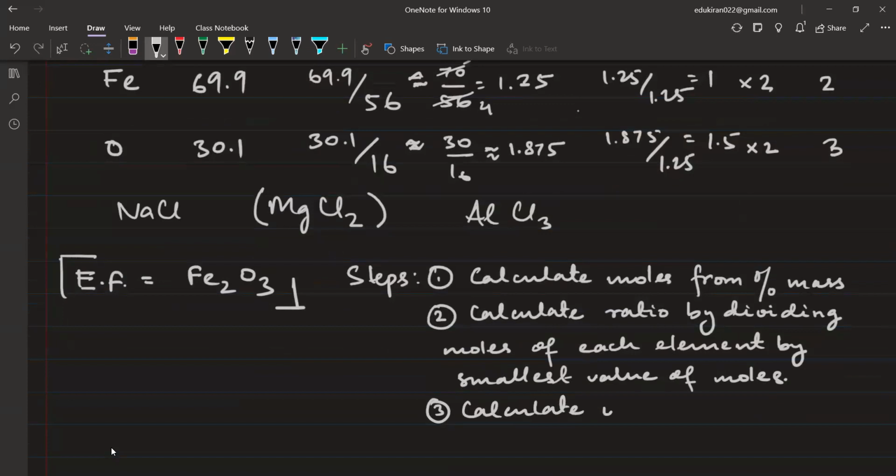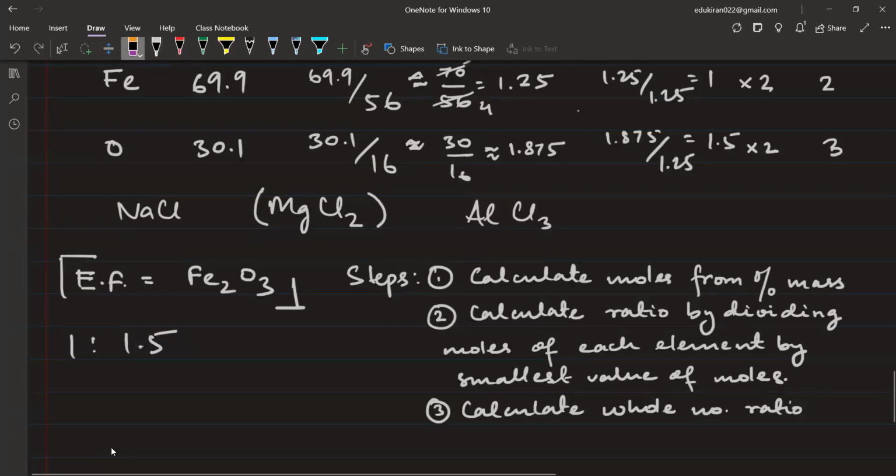Third, calculate the whole number ratio. For example, if I have 1:1.5, that means you have to multiply by 2 in both cases. If I have 1:2.5, then I also have to multiply both by 2, and you will get 2:5. So then you have to go from the ratio to the whole number ratio.